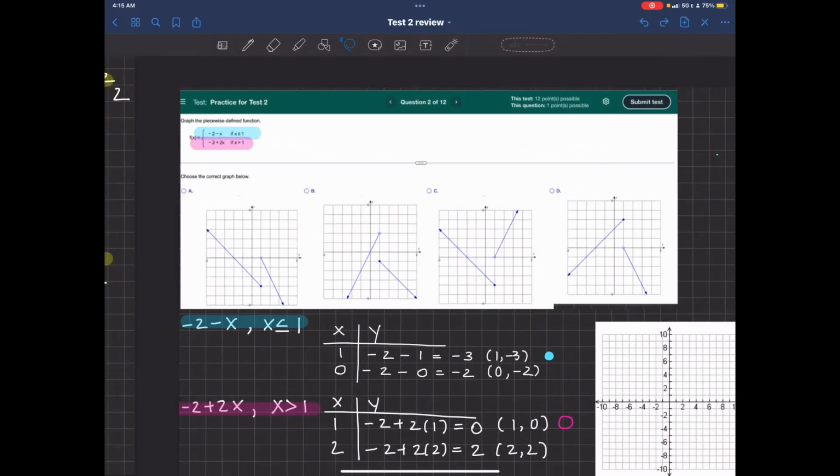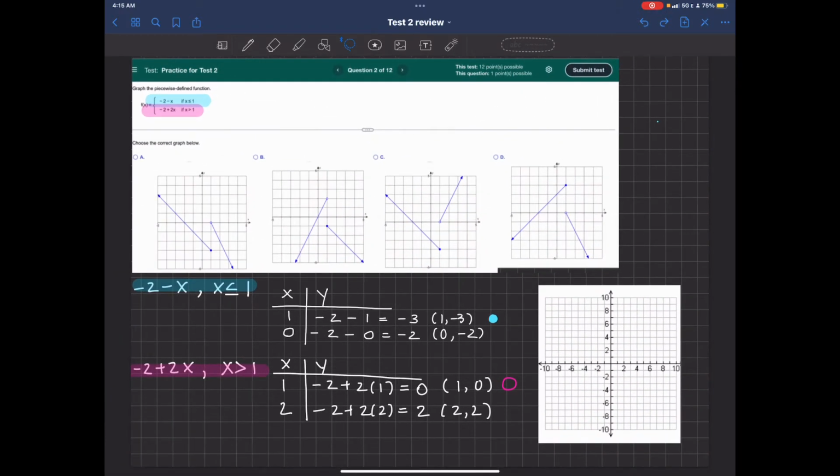If you want to graph it on your own, let's go ahead and do that, so we just see what it looks like. For our first, for sure it's C. But again, just to graph it on our own, for the first part, the part in blue, I'm going to have 1, -3. And that's going to be right there. And then the second point will be 0, -2.